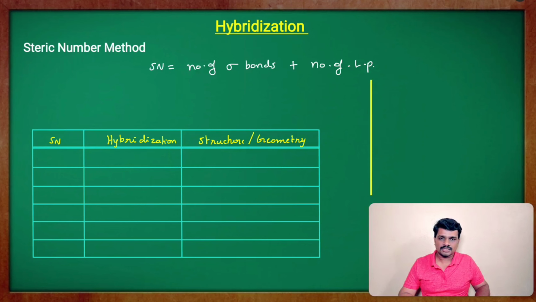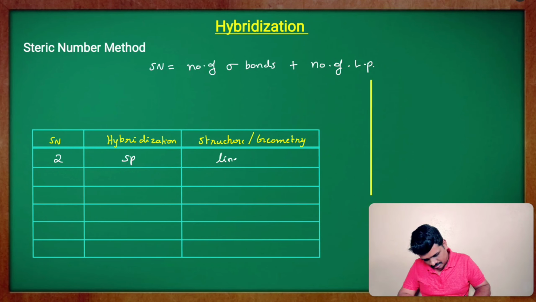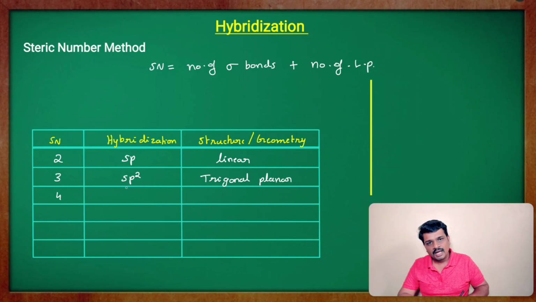So now let us list out steric number and their corresponding hybridization and geometry. If the steric number is 2, then the hybridization is sp, then the geometry will be linear. If the steric number is 3, then the hybridization is sp2 and the geometry is trigonal planar. If the steric number is 4, then the hybridization is sp3 and the geometry will be tetrahedral.